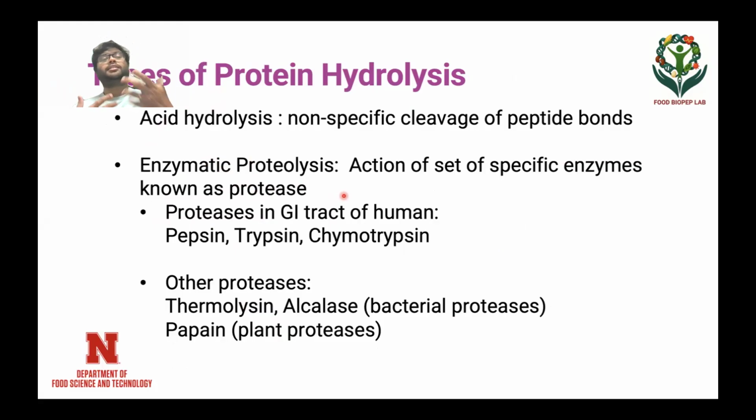We have enzymes like pepsin, trypsin, chymotrypsin in our GI tract. We also have other proteases, like bacteria have proteases like alcalase, or plant proteins like the papaya has papain, or pineapple has bromelain. These are different kinds of proteases that exist.